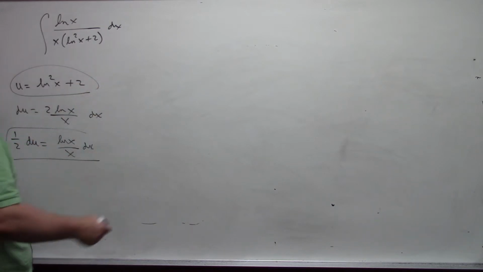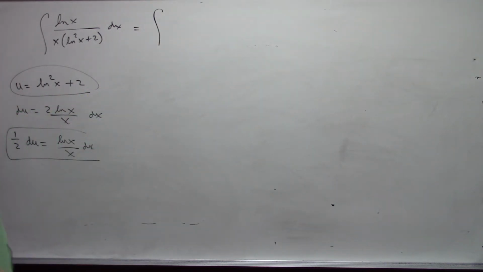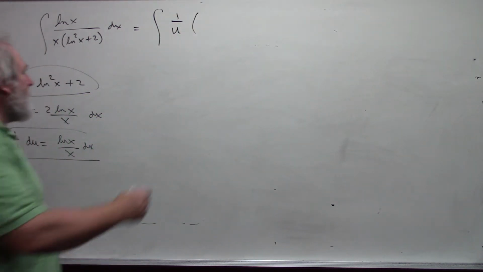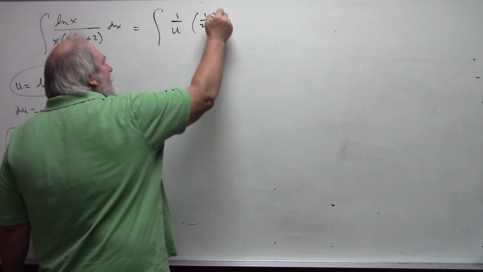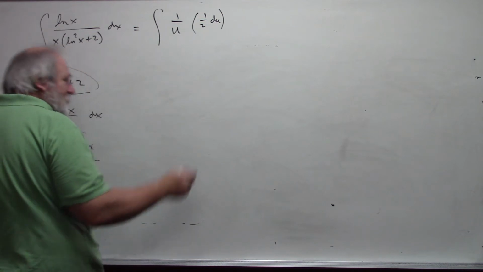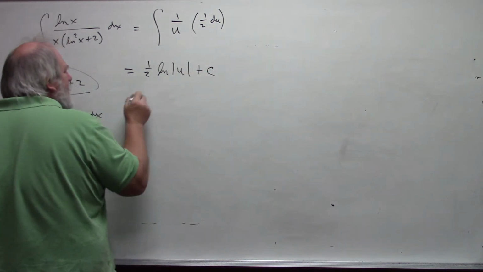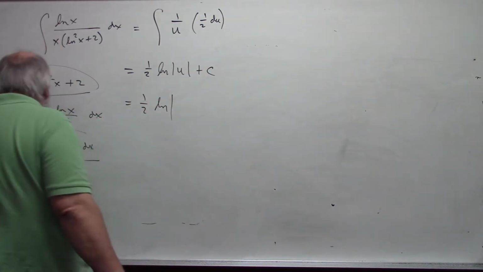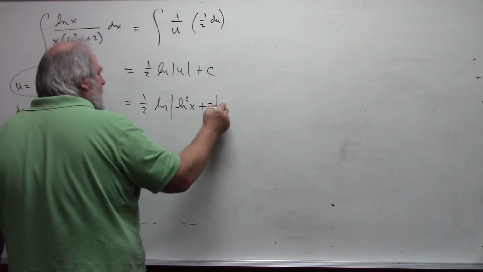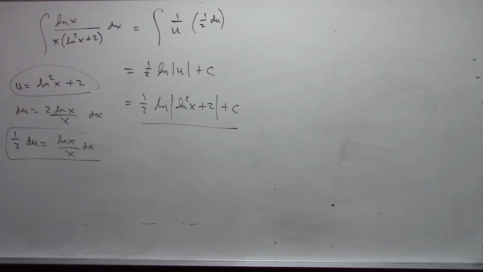And then making the substitution, we would end up with 1 over u times 1/2 du. And at that point, this is pretty simple. I suppose I might as well just go ahead and finish it. I guess I'll do 2 more examples. 1/2 natural log absolute value of u plus c, 1/2 natural log absolute value of, in this case for u, ln squared of x plus 2, plus c. This would be my final result. This is just basic u sub, not really 2 things involved.